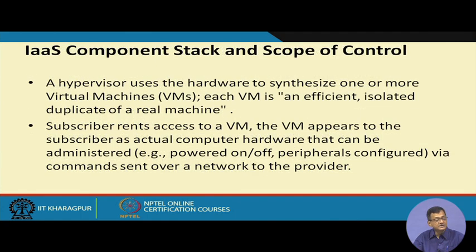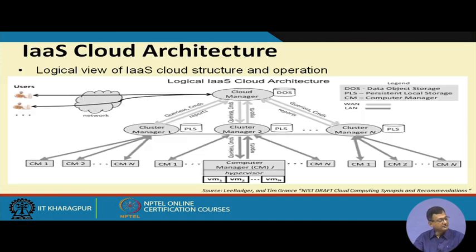In the IaaS component stack, the hypervisor uses hardware to synthesize one or more virtual machines or VMs, each an efficient, isolated duplicate of a real machine. The subscriber rents access to a VM, and the VM appears to the subscriber as actual computer hardware that can be administered, that is, powered on and off, and peripherals configured via commands sent over the network etc. What I have as a subscriber is primarily an interface with the provider, and I can go on communicating with that.